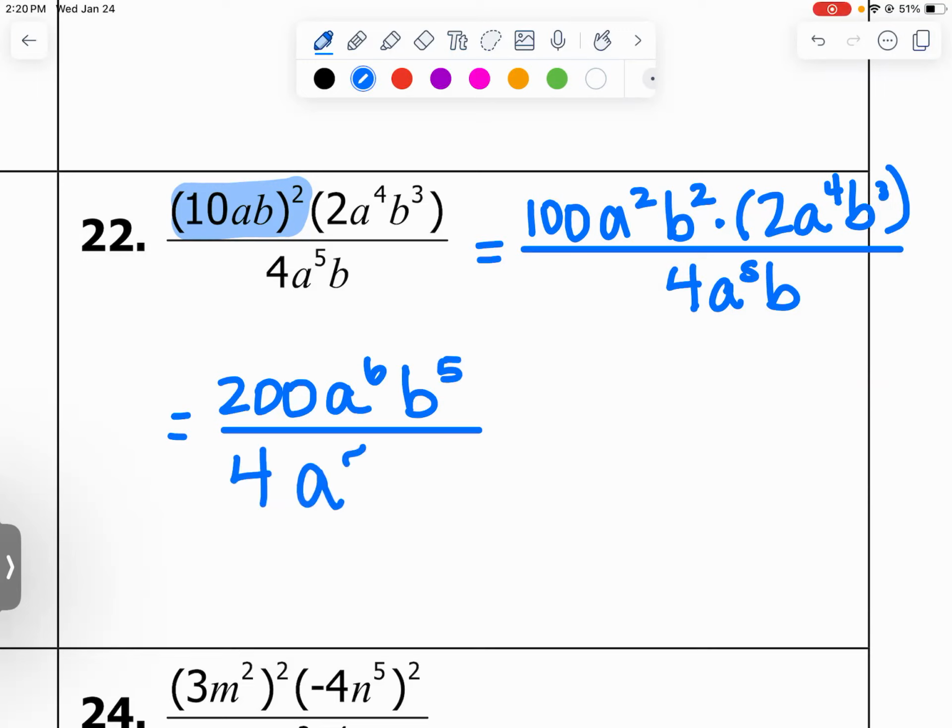Okay, now let's go ahead and perform the division. What's 200 divided by 4? 50. A to the 6th over A to the 5th is going to give us A. B to the 5th over B is going to give us B to the 4th.